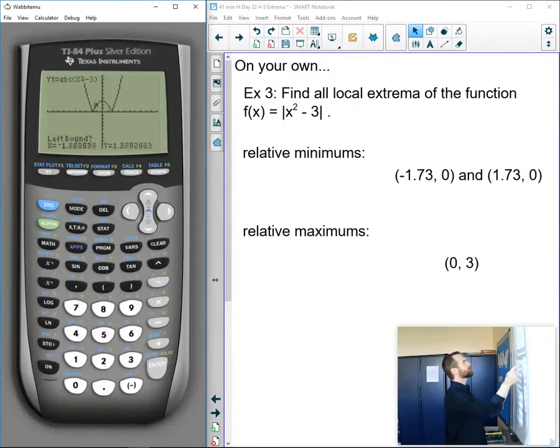Let's find the one on the left. So that's to the left of the minimum. Hit enter. Pass the minimum. Now we're on the right. Hit enter again. Enter one more time. And we get negative 1.73. Oh, and we got that 7.5381 e negative 7.